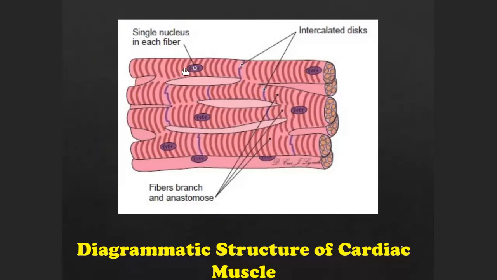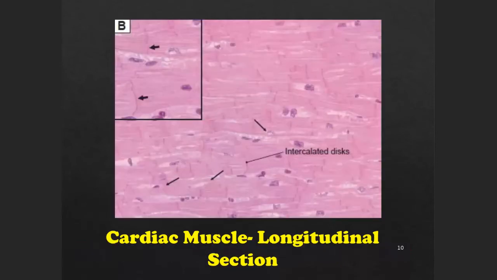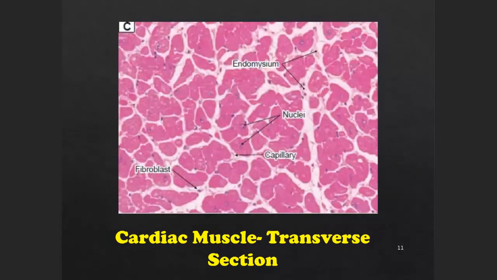See this. This is the diagrammatic representation of cardiac muscles. So fine branches, they anastomose, and like this. See this. So they have an intercalated disc, and they have the nucleus over here. Okay. See now this is your transverse section. So these all are your muscle fibers. Then they will have your nucleus. Okay. Then they will have your fibroblasts.